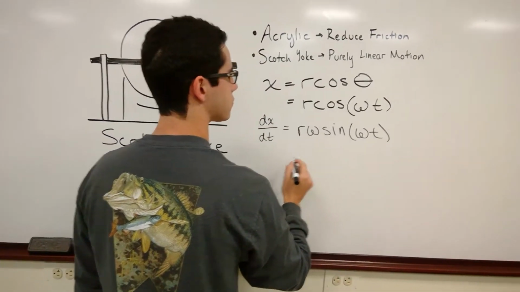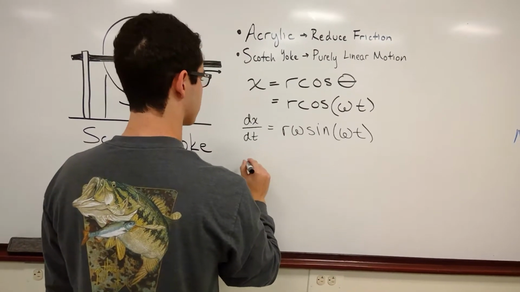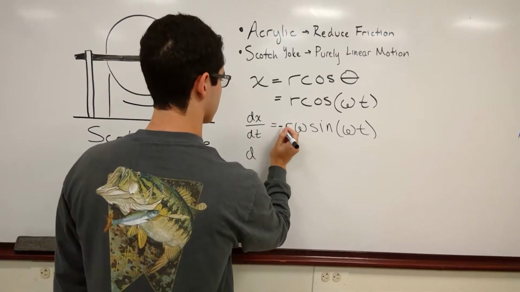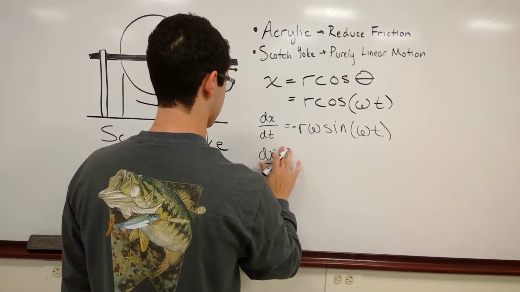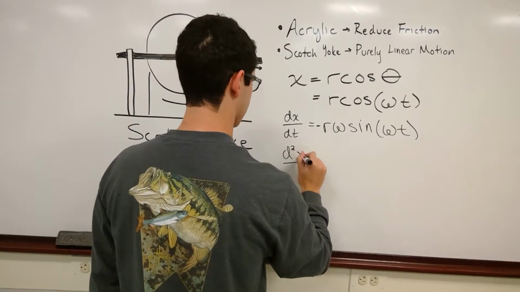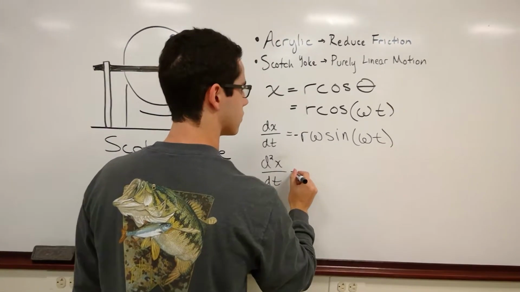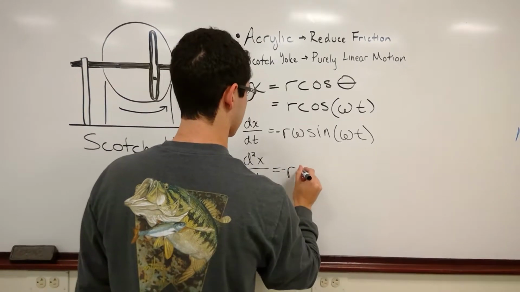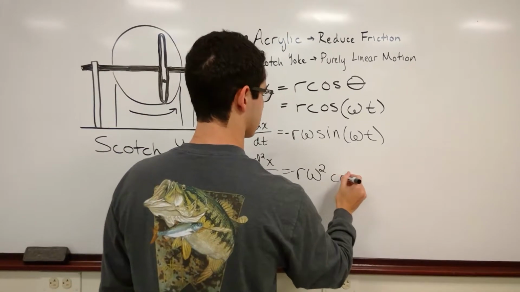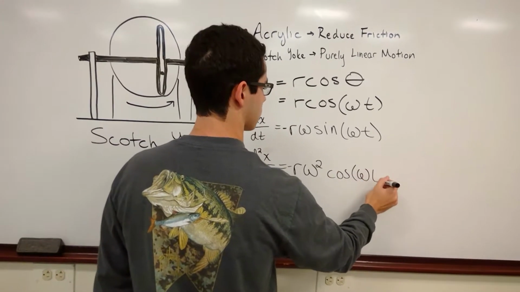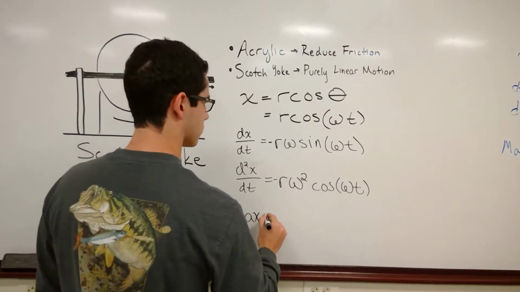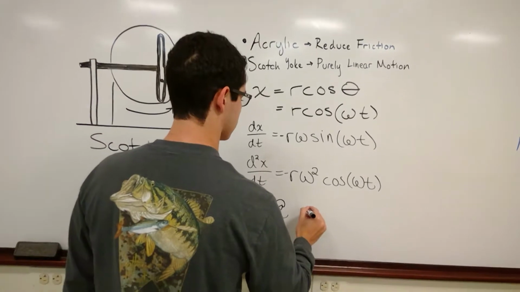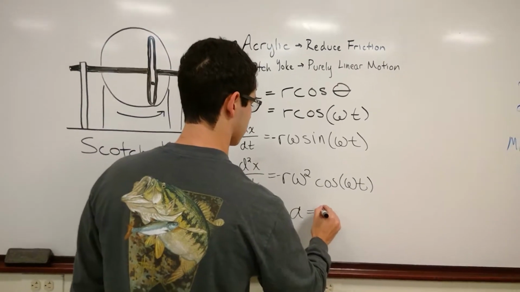and by taking the derivative of this function, which would have given us our velocity, we found our acceleration component, which would be negative r omega squared times cosine omega t. Recognizing that cosine is at its maximum when equal to 1, we recognized that our maximum acceleration would be when a equals r omega squared.